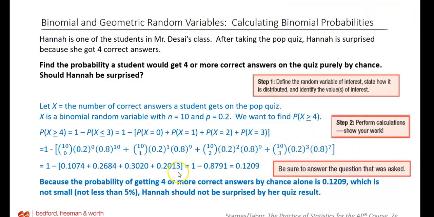I want you to understand the other way, because sometimes the multiple choice questions ask that. Because the probability of getting 4 or more answers alone is only 12%, which is not small, Hannah should not be surprised by her quiz result of that.